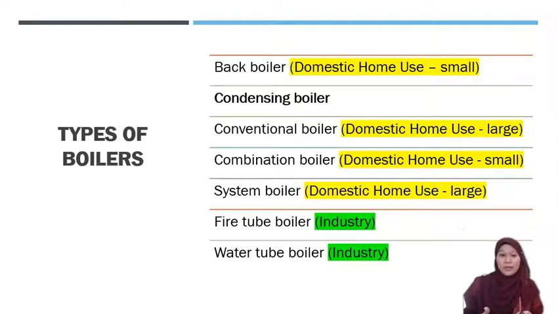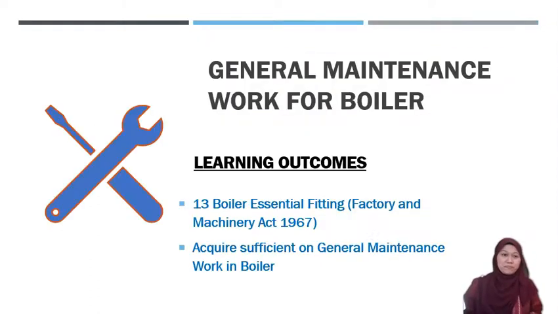That's the common one. And for domestic use, I will introduce you to the back boiler, the conventional boiler, the combination or combi boiler, and the system boiler. We will go through each of these types: what the working principle is, where we will use each type, and then what the advantages and disadvantages are.